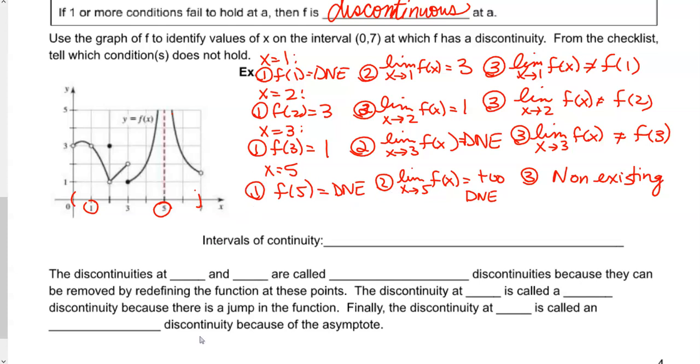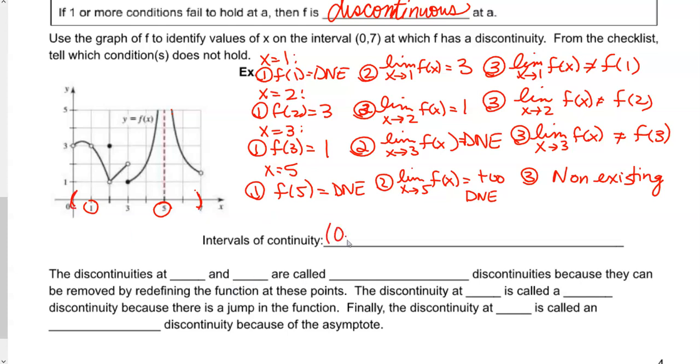So, they may ask you for intervals of continuity. The only breaks that we have here are at 1, 2, 3, and 5. Everything else has a nice smooth curve around it, so we're continuous at everything around those other values except at 1, 2, 3, and 5. Remember, we're on the interval from 0 to 7. So intervals of continuity is going to look like this.